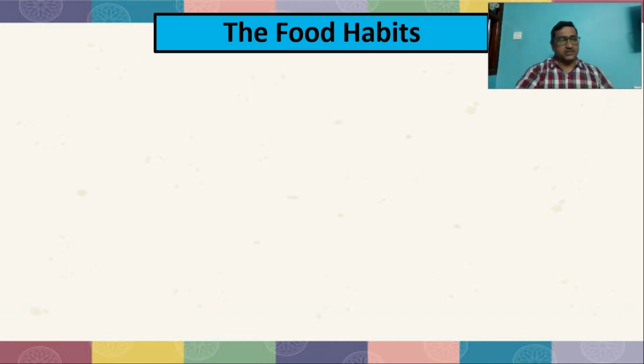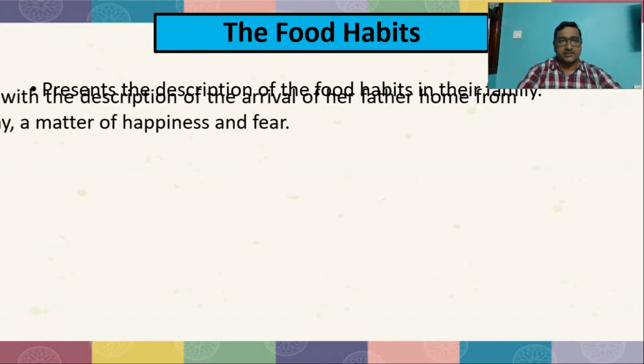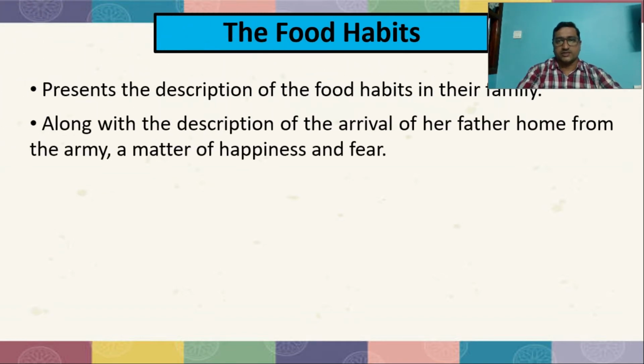We can see some aspects where Bama tries to prove the uniqueness in their culture through the description of food. So let's see some more examples provided here and there and what Bama gives us through them. In the beginning she presents the description of the food habits in their family. She starts with the description of the arrival of her father home from the army.